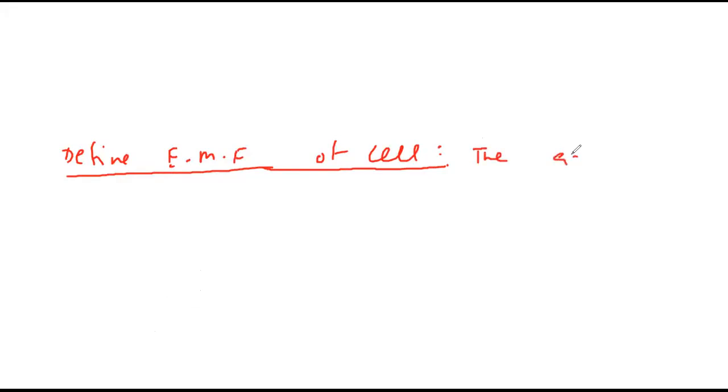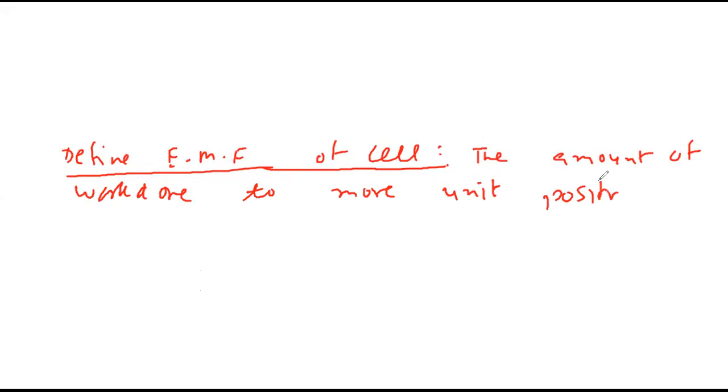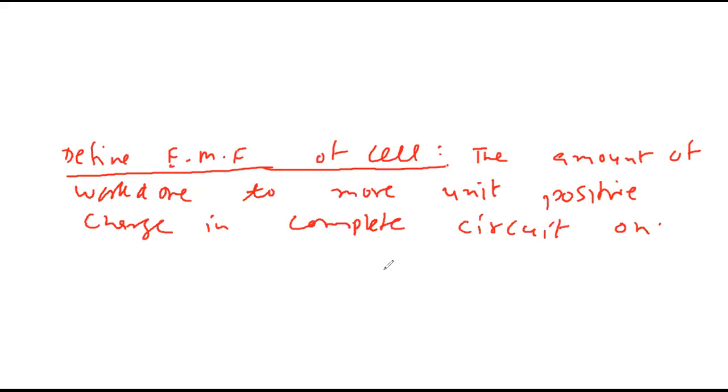The amount of work done to move unit positive charge in a complete circuit once is called as EMF of cell.